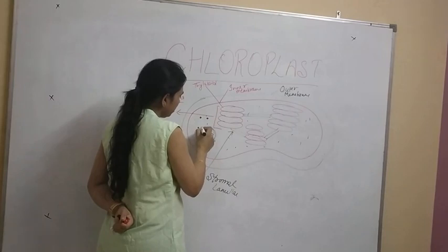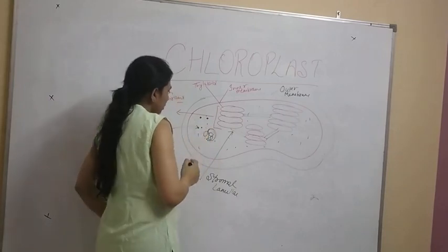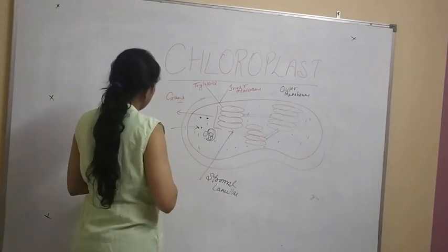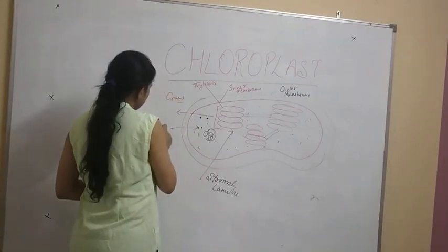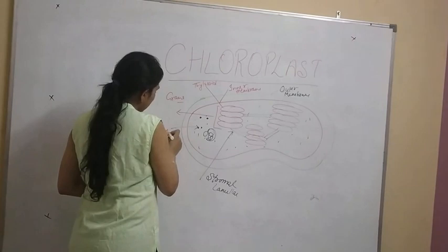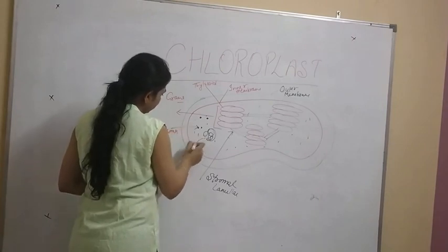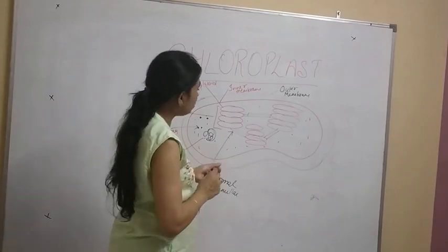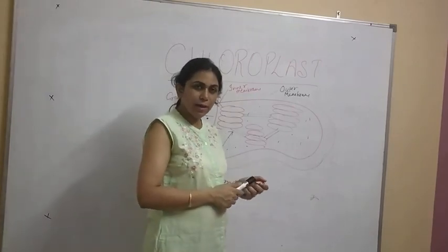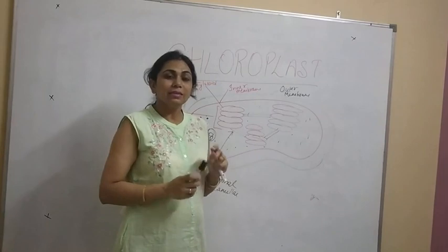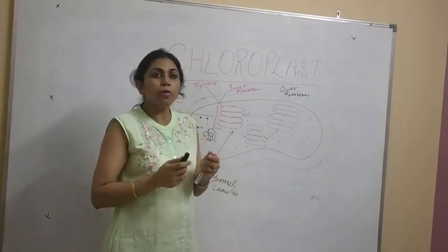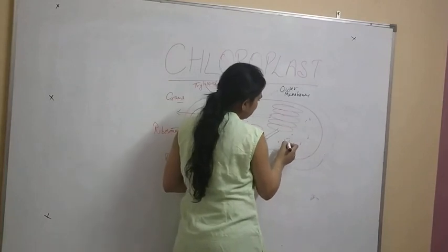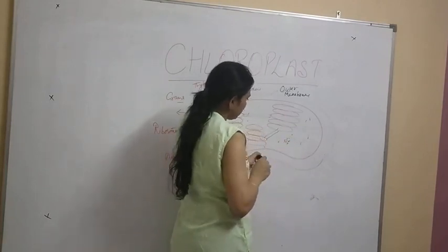ribosomes, and starch granules. What are starch granules? The food which is synthesized by this organelle is stored in the form of polysaccharide, and that polysaccharide form is the starch granule.